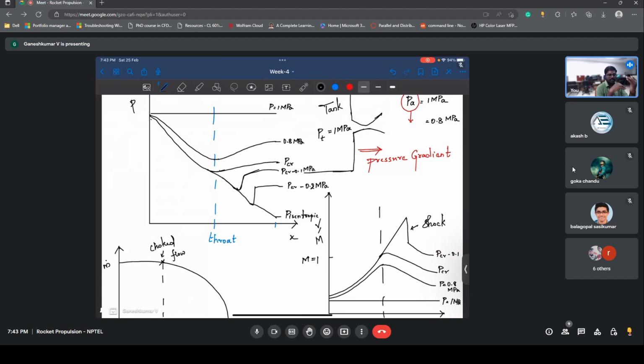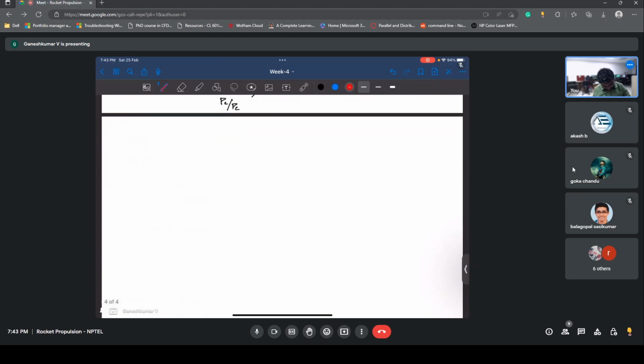So keep on reducing the back pressure. If you look at this shock position, it's going to keep on moving outside. At some point of time, it gets blown out of the nozzle. Then there will be a shock here at some point. After that, there will be another shock, and this shock is going to keep on moving out. These are called normal shocks.